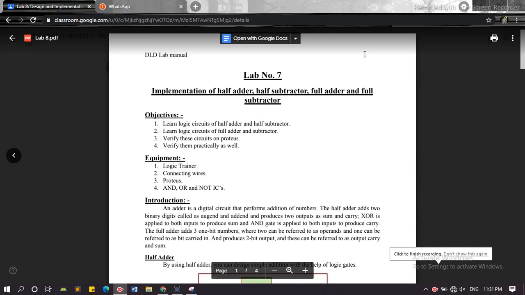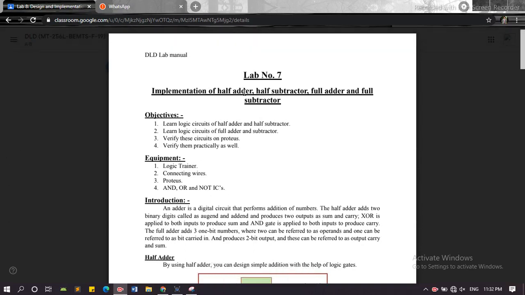Bismillahirrahmanirrahim. My name is Hassan, and in this video we will discuss the implementation of a half adder, half subtractor, full adder and full subtractor, and we will implement their circuits on Proteus.